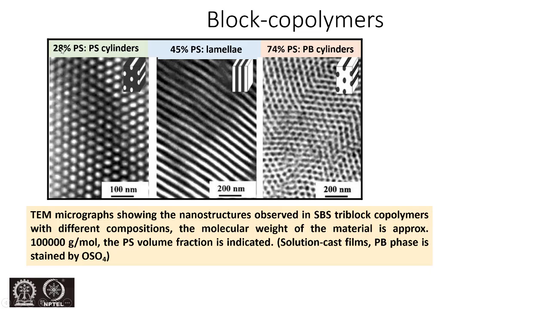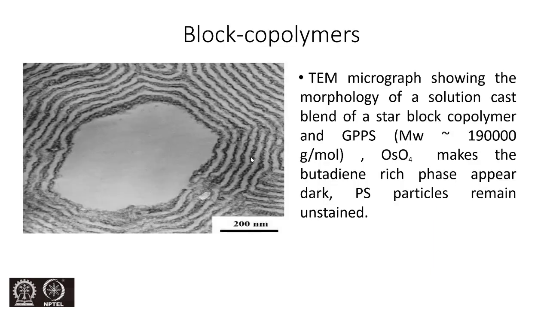So this is 28% PS in PS cylinders. So this kind of morphology is present over here in these cases. Then we have lamellar morphology. Then we have again cylinders. So the morphological change can be observed with different chemical composition or molecular composition.